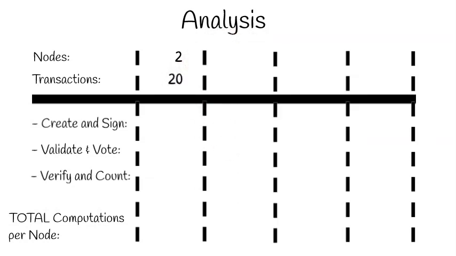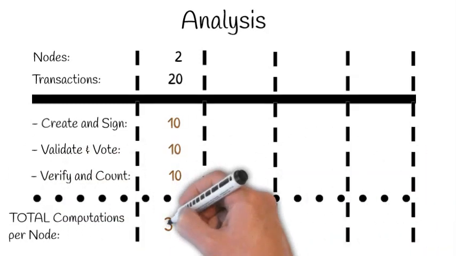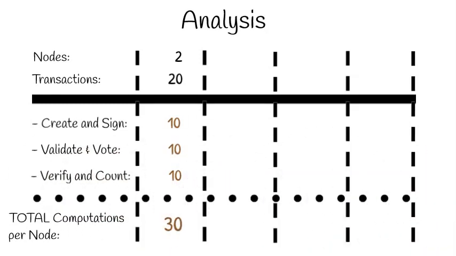With the first example of two nodes, there are 20 transactions. 10 are created and signed by each node. They validate and vote on the other node's transactions, and they verify and count the votes from that node, leaving a simple total of 30 computations per node.